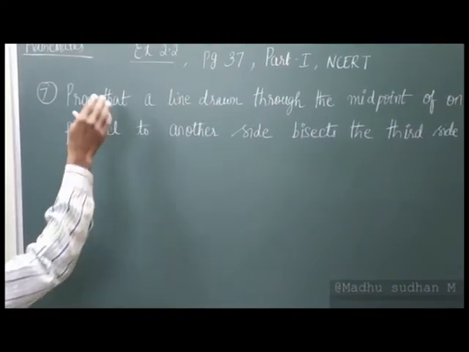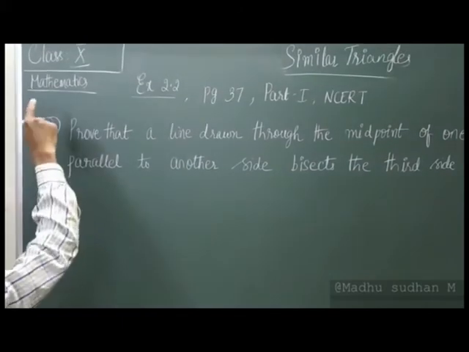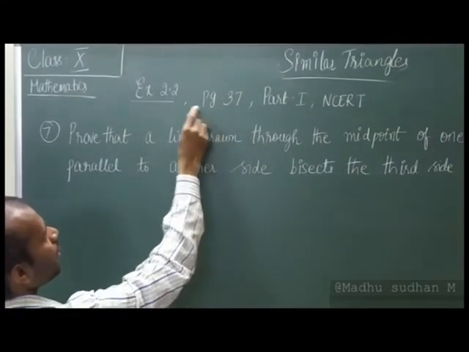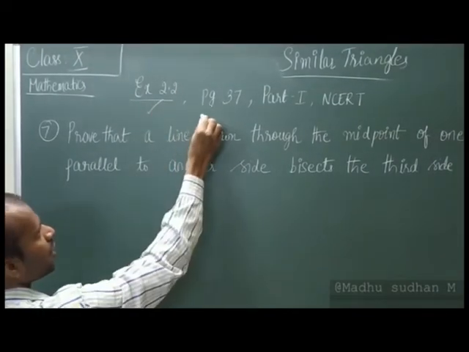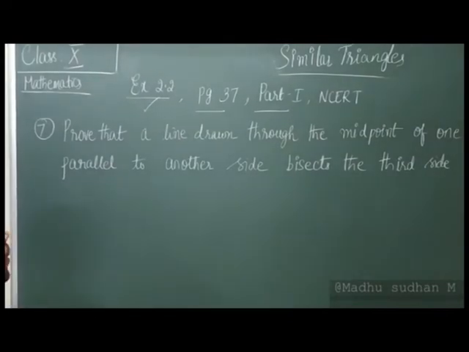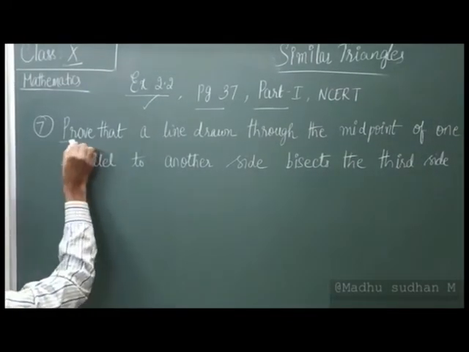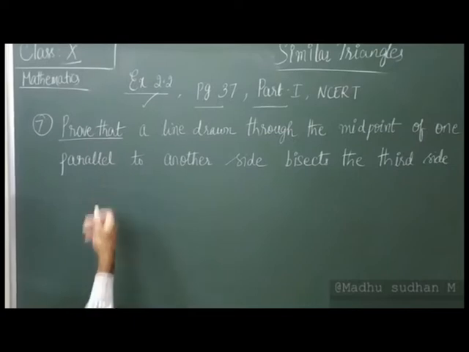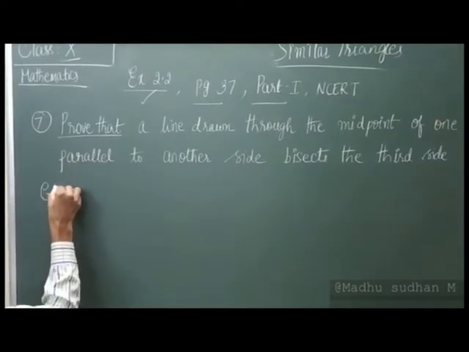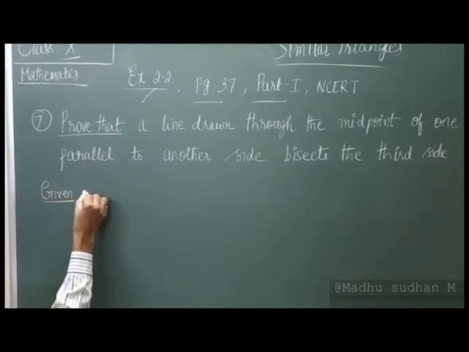So moving to the next question for the 10th standard mathematics similar triangles chapter. The address is given here, exercise 2.2, page number 37, part 1 in your NCERT textbook. So we need to prove that. There is a procedure whenever we need to prove that. First we need to write the given part.